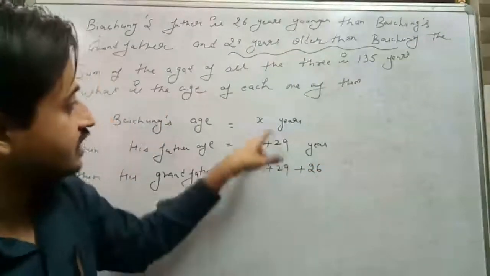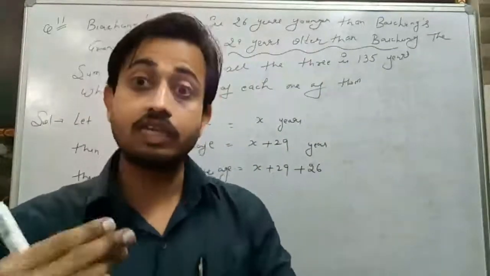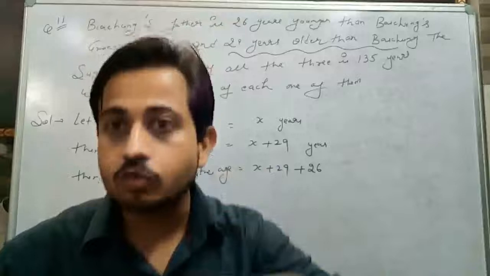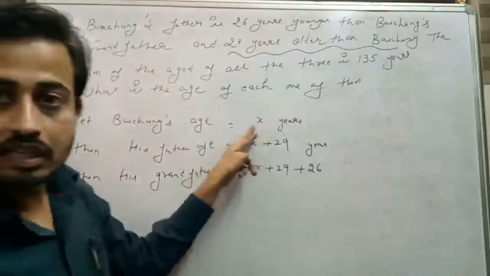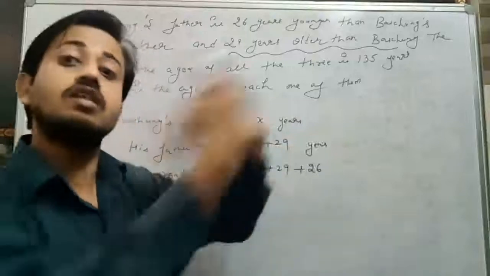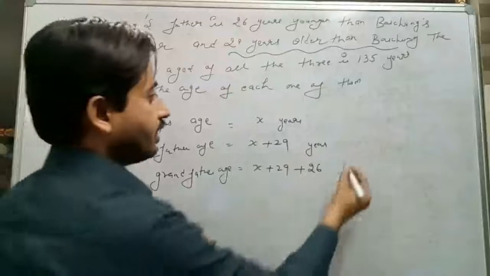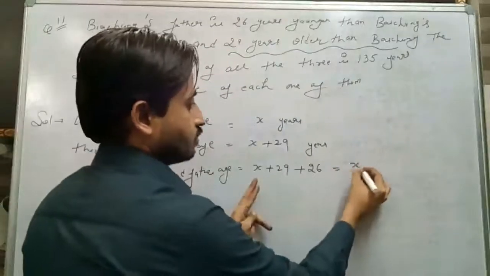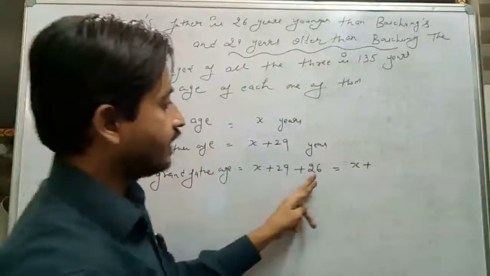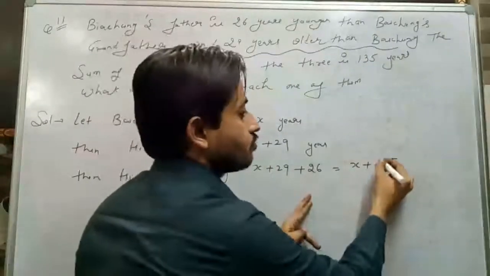Again I repeat: this is the age of Bhaijung, x years, and his father is more than Bhaijung, and his grandfather is more than Bhaijung's father. So let Bhaijung's age be x and his father's age x plus 29, and his grandfather x plus 29 plus 26. We get here x plus, if we add them, 9 and 6 is 15, and 2 and 2 is 4, or 15.